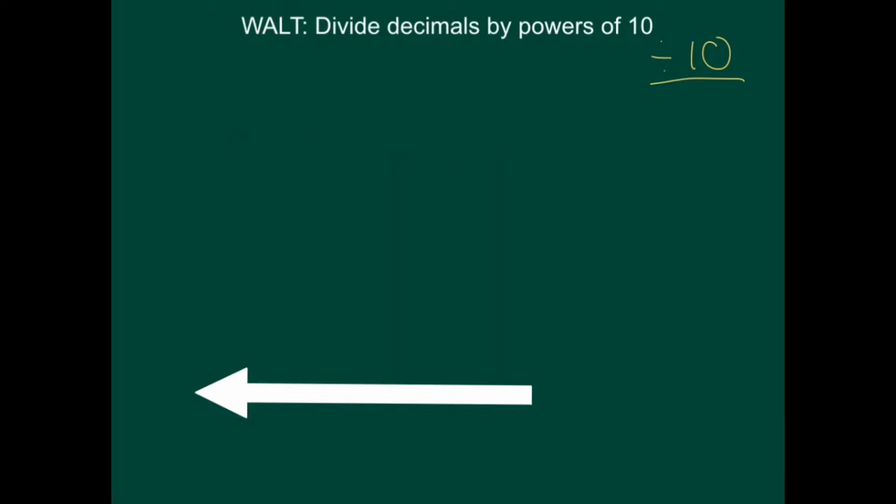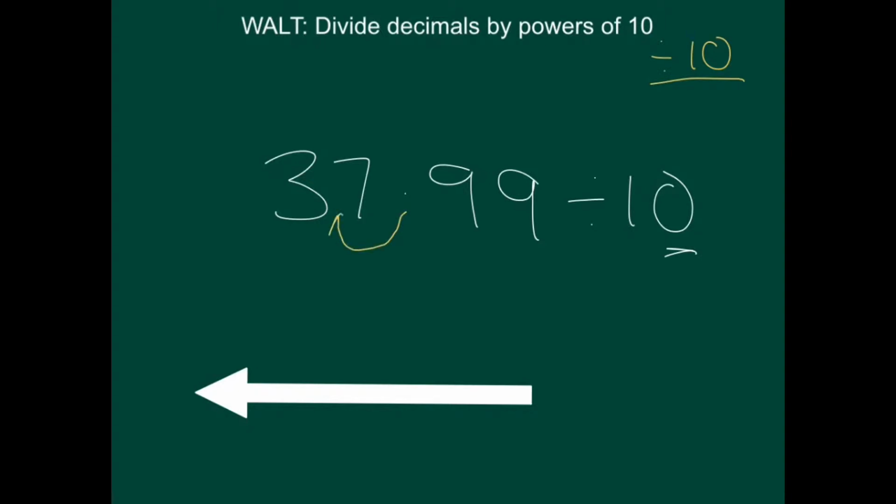Okay, let's have another example now. We're going to go with 37.99 divided by 10. So, still the same. We have one 0 in 10, so that means we're going to move one place to the left. So we're going to grab this decimal place and move it into here between the 3 and the 7. So that must mean our final answer is 3.799. It's pretty easy, eh?